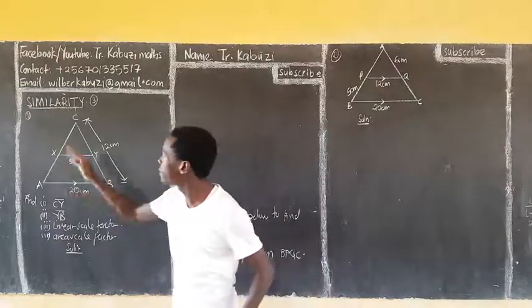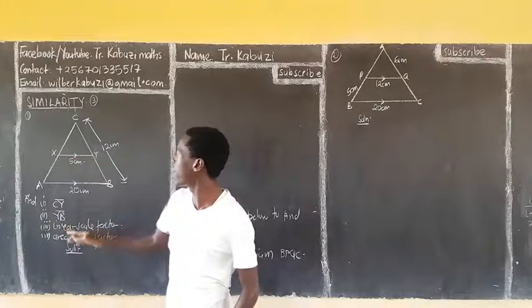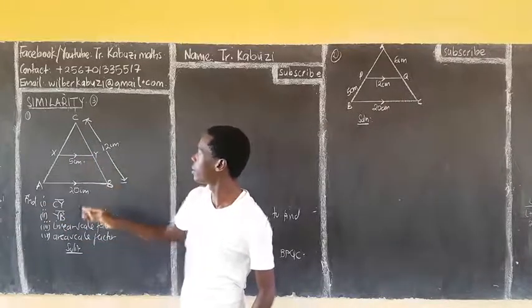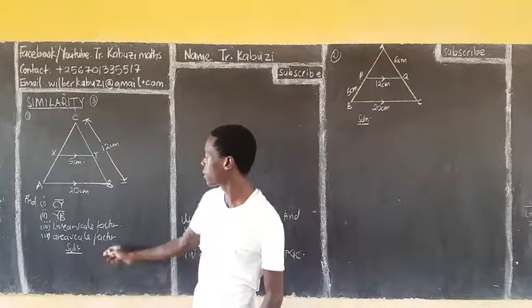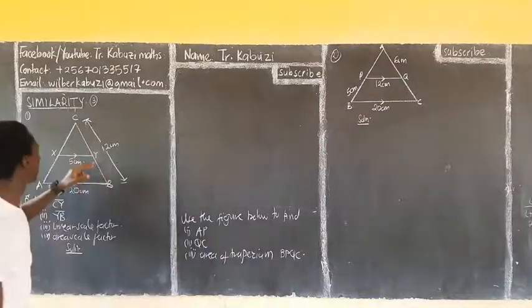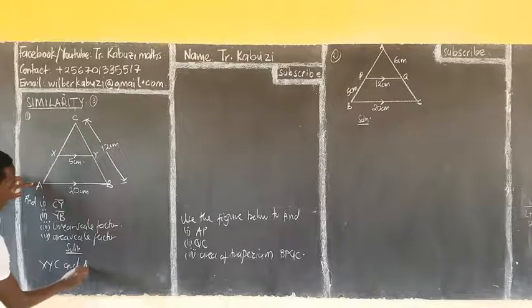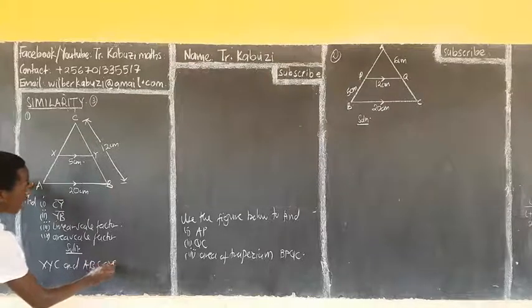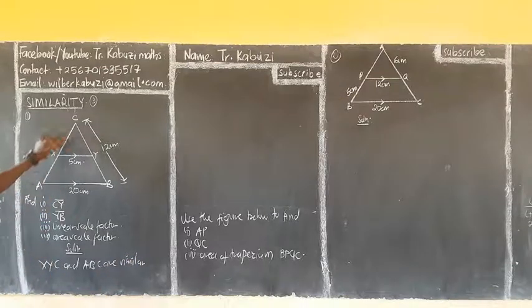Okay, they are giving us this figure here. Find CY. So this is our CY, then YB. This is YB. So if you get CY, you can easily get YB. Then the linear scale factor and also the area scale factor. So triangles XYC and ABC are similar. Because they are similar, then we can use our idea.